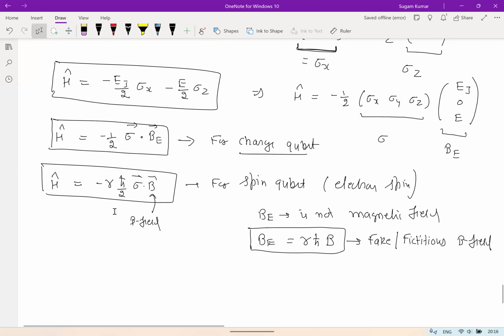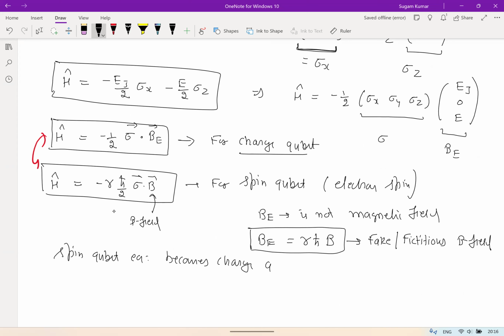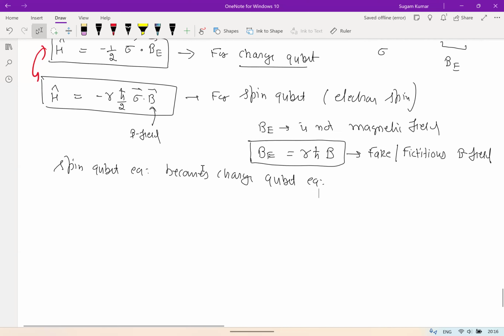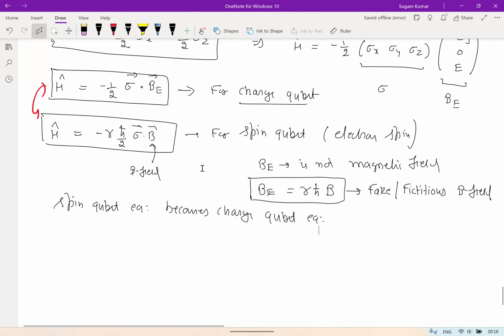And because of this similarity, you can see that the spin qubit equation becomes the charge qubit equation. So you can apply the whole mathematics of a spin qubit on the charge qubit. So a Cooper pair box qubit is simply behaving like a positive charge spin qubit.